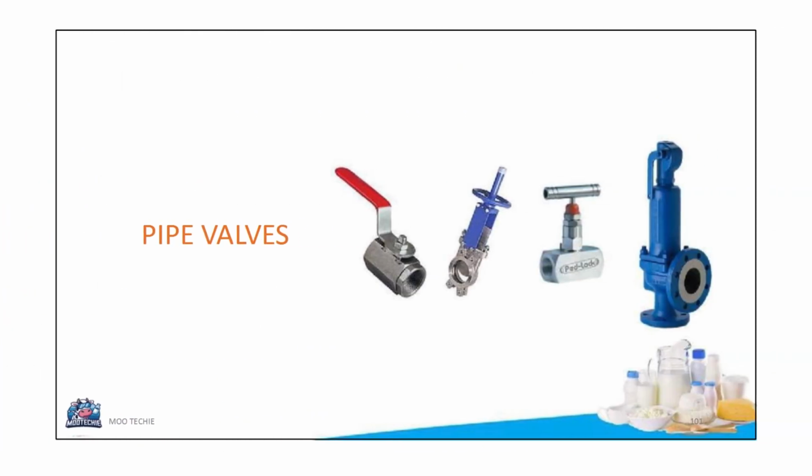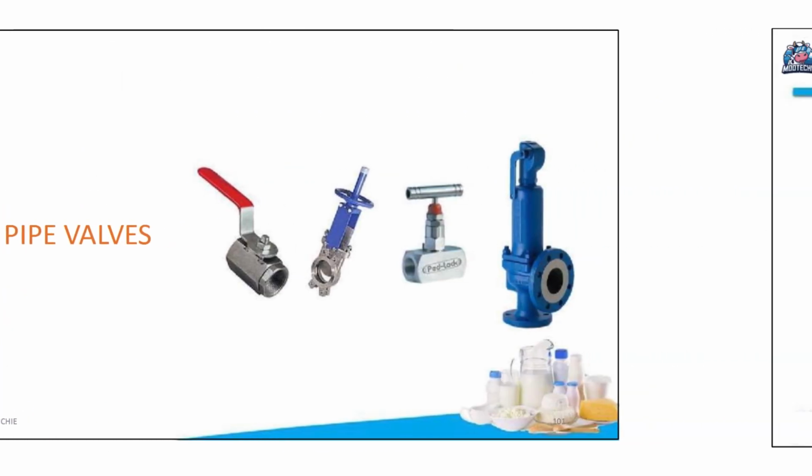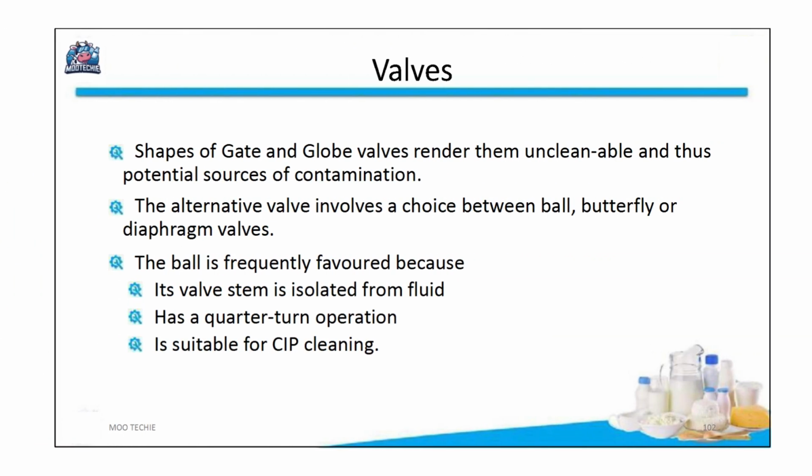Another critical component are the pipe valves. These devices control the flow within the system. Some traditional valve shapes, like gate and globe valves, have complex internal passages. These shapes render them very difficult to clean, making them potential sources of contamination. The modern alternative involves a choice between ball valves, butterfly valves, or diaphragm valves.